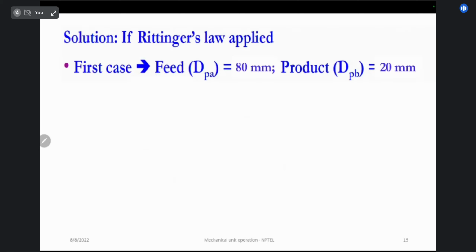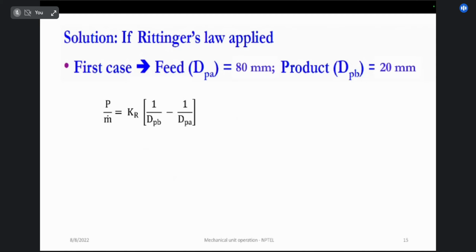So if Rittinger's law is applied, this is not the same example which was solved by the professor. I just changed some values so that you can understand easily, and you can use different values and get the answer directly. So the feed particle diameter is 80 mm, and the product particle diameter is 20 mm.